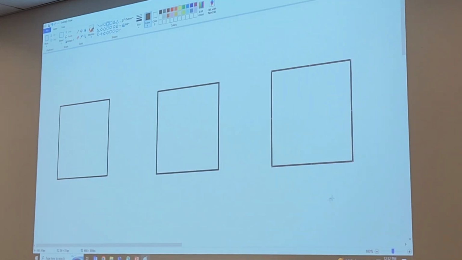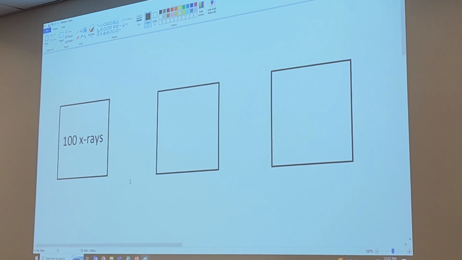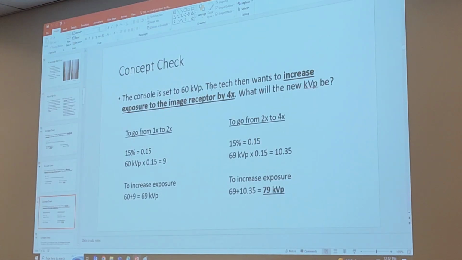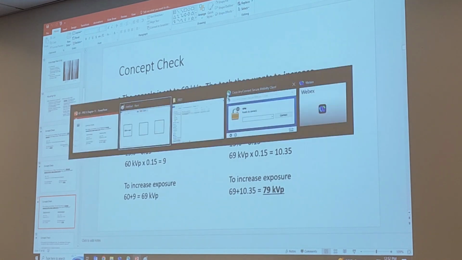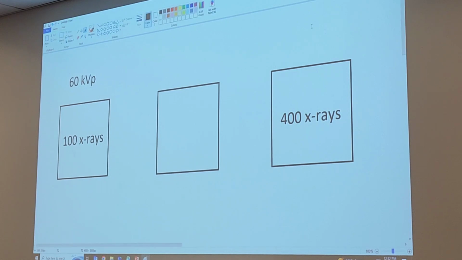I have some IRs here. Over here at this original IR, I have 100 X-rays reaching it. Now, how many X-rays do I actually want to reach the IR? 400. I want four times. So I want 400 X-rays in reality. Over here, I'm starting with 60 kVp, but I want to figure out how much kVp will get me 400 X-rays.